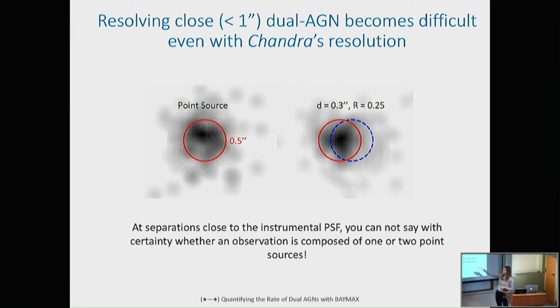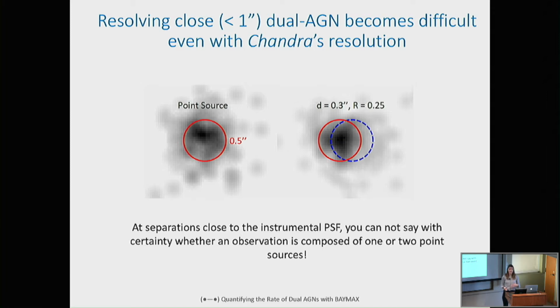So this is an example of a simulation of a single point source as seen by Chandra on the left-hand side, and a dual point source simulation as seen by Chandra on the right-hand side. And the separation for this simulation is 0.3 arcseconds. So as you can tell by eye, it's very difficult to discern which is the single point source and which is the dual point source system here. So this was really the motivation for Baymax.